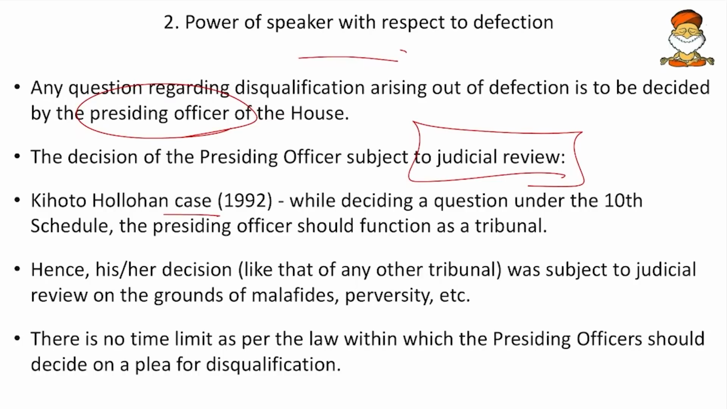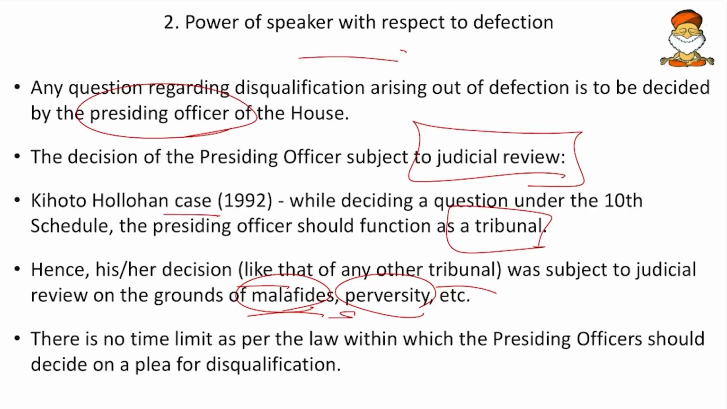Here while deciding a question under the 10th schedule, the presiding officer should function as a tribunal. And hence his or her decision, like that of any other tribunal, is subject to judicial review on the grounds of malafide intentions and perversity. On these two conditions, the Supreme Court or a High Court can take over the decisions of the speaker and decide over the defection cases.